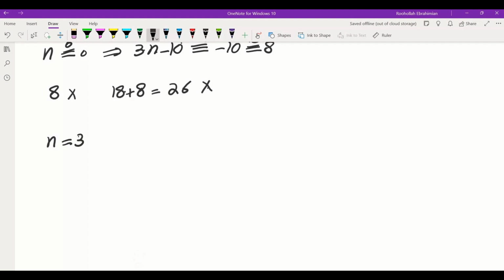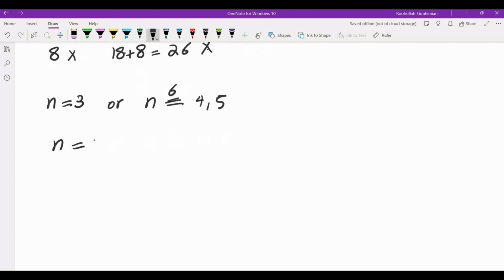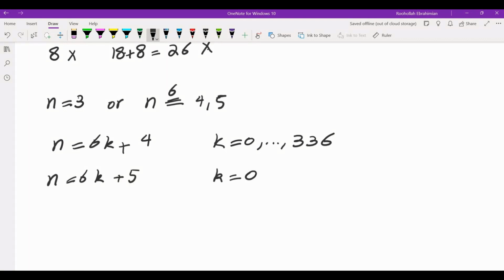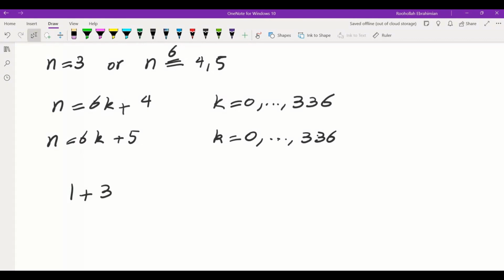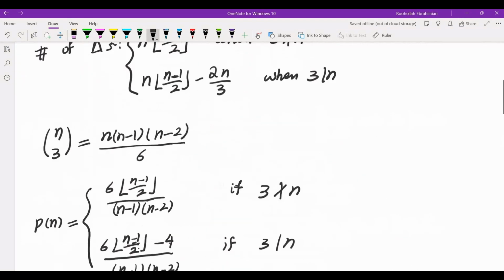So the bottom line is n is equal to 3, or n is either 4 or 5 mod 6, which is what we found in the other cases. If we count these, n is 6k plus 4, where k ranges from 0 to 336, or n is 6k plus 5, with the same range, and finally n is equal to 3. So the answer is 1 plus 337 possibilities for each one of these. Multiply that by 2, and this gives us 675. So the answer is in fact B.